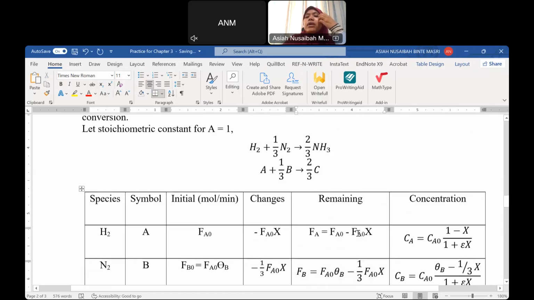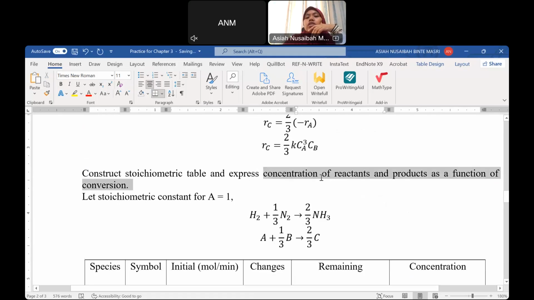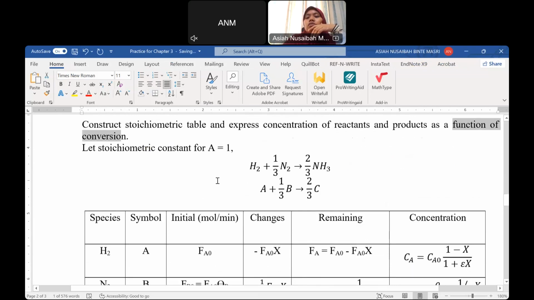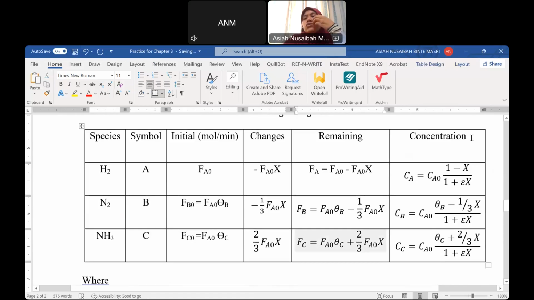We are settled with the remaining. But the question asks us to express the concentration, so we need to finalize with the concentration. We don't need to solve it because we can write it as a function of conversion. We change this into concentration. I have taught this part already. We know from the information in the paragraph that the reaction is isothermal and also isobaric. Because of that, there is supposed to be T over T naught and P naught over P here, but we can exclude them since they equal 1. So we have simplified the equation.